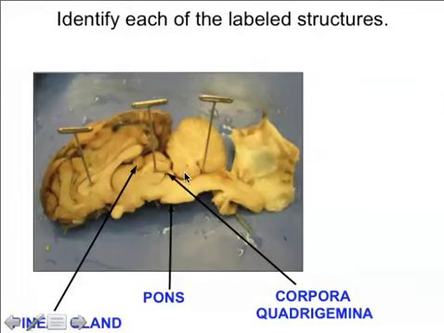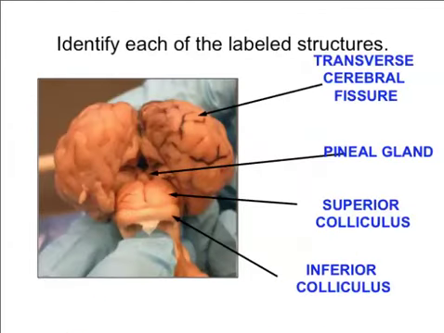Okay. You can also see here the cerebellum, the arbor vitae, and here if we look at the dissected sheep brain, we have now pulled the cerebellum down, and we can see here the inferior and superior colliculus. There's the pineal gland. There's the transverse cerebral fissure, okay, and you can also see kind of into the third ventricle in there if you look really closely.